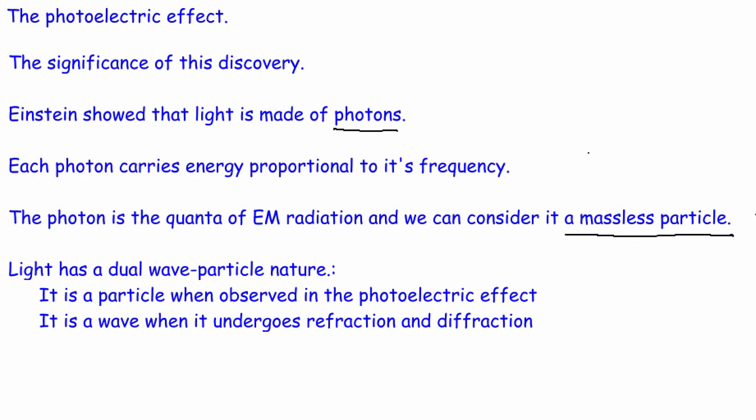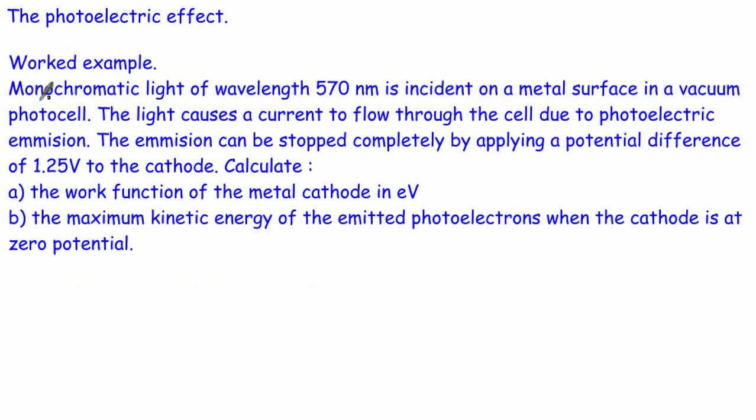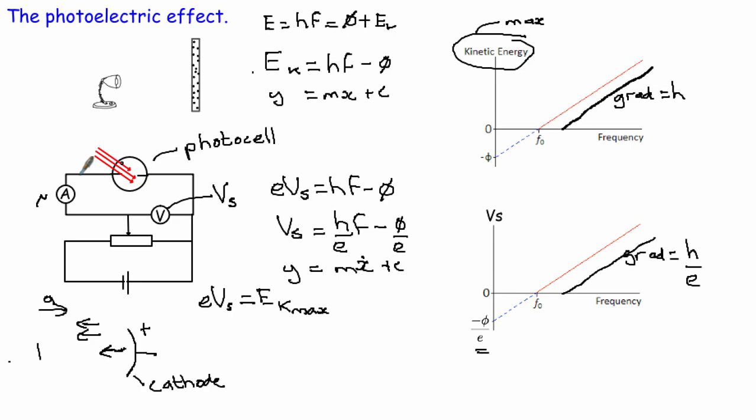But this is again one of those things that the exam board needs you to know. So as a really quick worked example, we're going to have a look at this. Here we've got monochromatic light, in other words, one frequency. It's got a wavelength of 570 nanometers, and it is incident, in other words, it hits the metal surface, and it's in a vacuum photocell, which is basically one of those things that we used here. So that's our vacuum photocell.